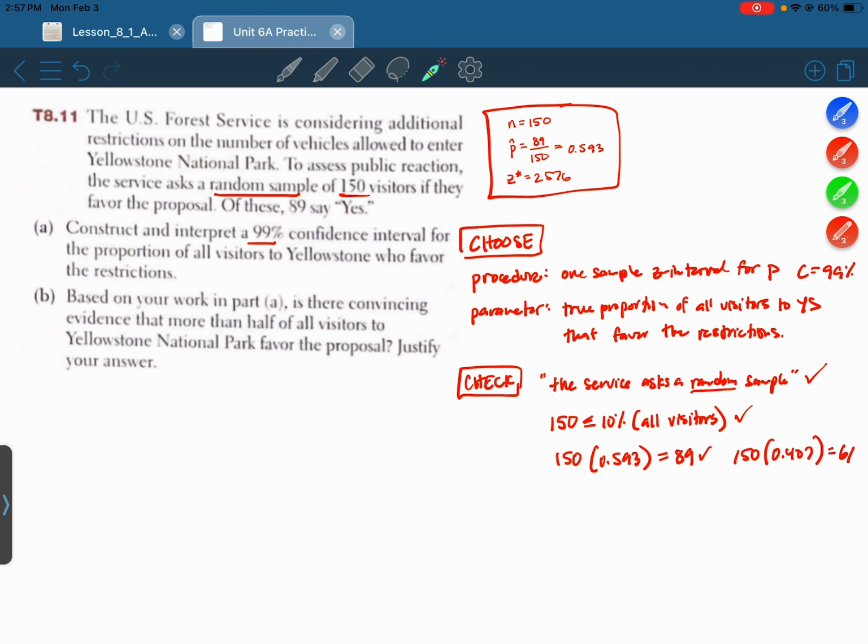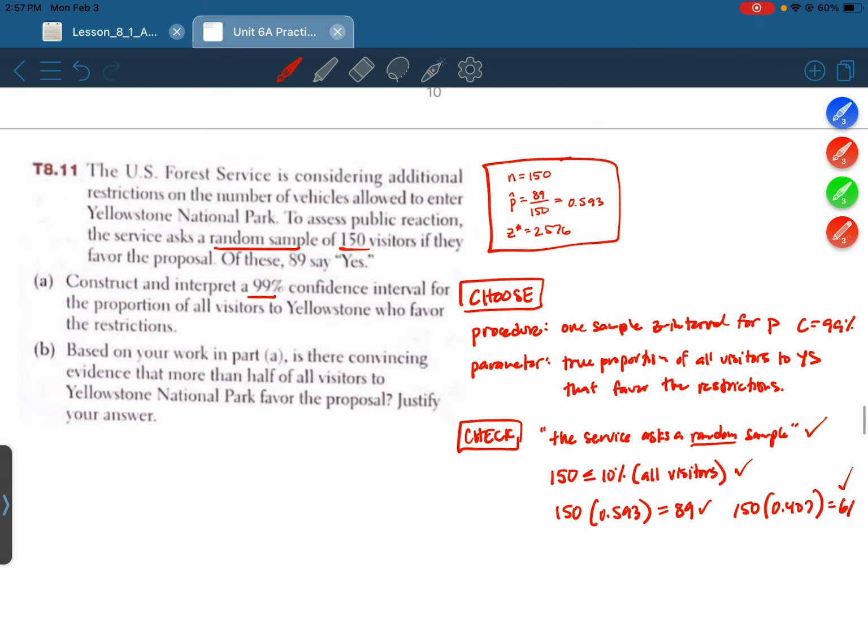If you're wondering how I did that in my head, I just did 150 minus 89. If I know 89 are in favor, then 61 are opposed. It just has to add up to 150. Anyways, both of these are at least 10, so we're good to go. We've satisfied all the conditions.